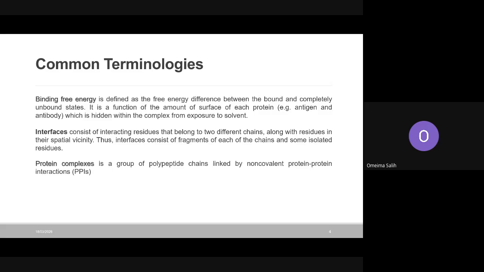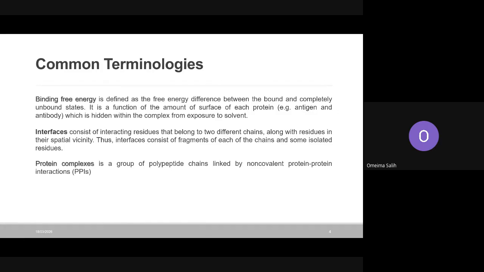So what are the common terminologies that we are going to come across in this session? What is binding free energy? Since we are speaking about protein-protein interactions, there is definitely energy production and energy integration within the process of binding, or going into a chemical reaction between two polypeptide chains.